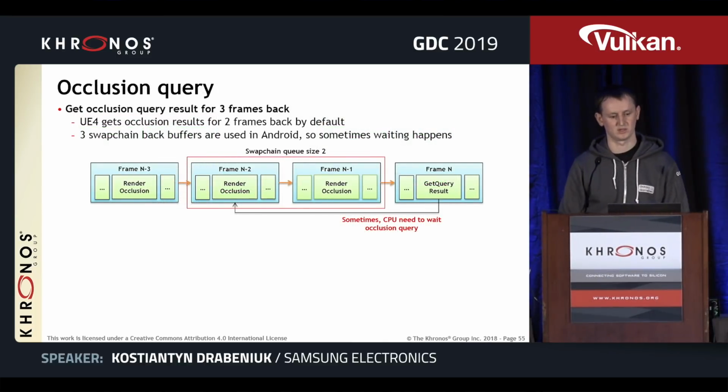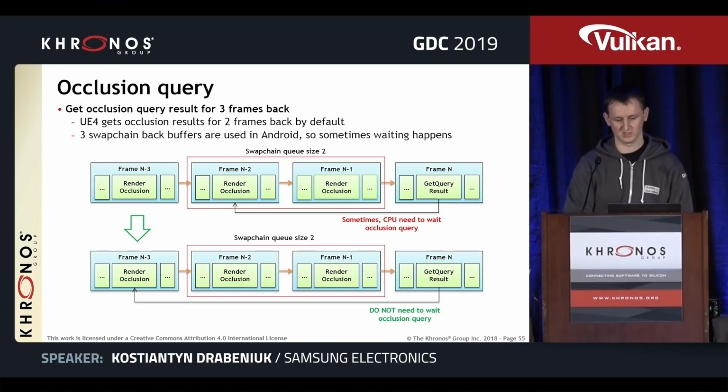Let's talk a bit about occlusion query optimizations. Originally Unreal gets the occlusion query result from 2 frames back, but on Android we have 3 swap chain back buffers, which means the size of the queue is 2. So when getting the result 2 frames back, sometimes waiting happens because that frame might not be executed yet. The solution is just getting the result from 3 frames back, which guarantees that we don't need to wait.